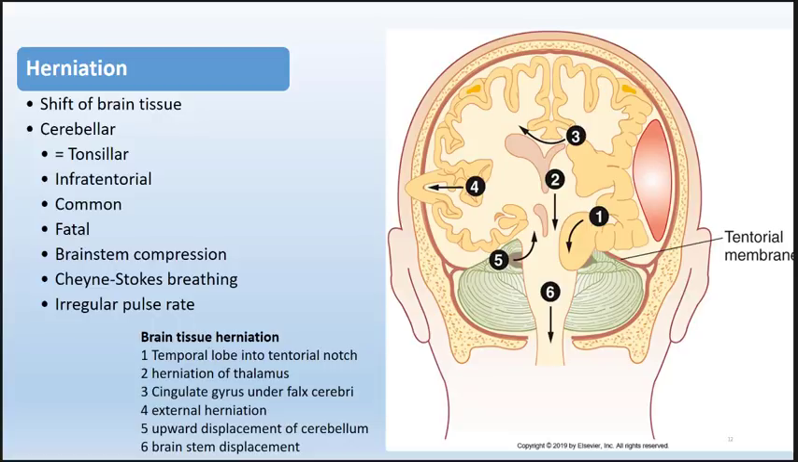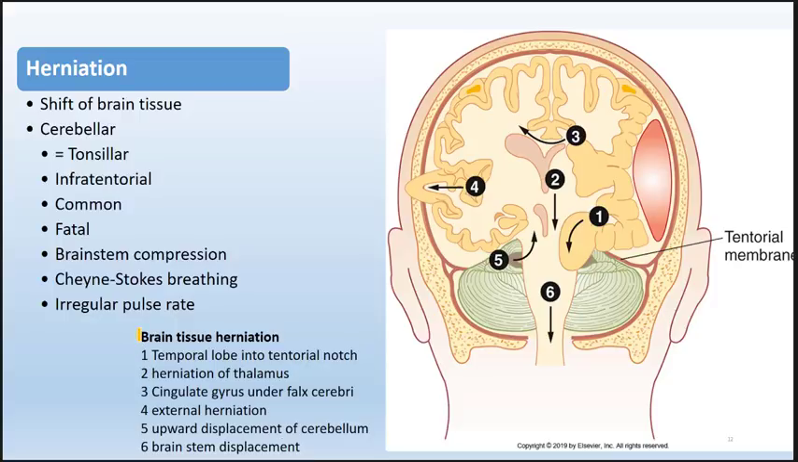This slide discusses brain herniation, which we know occurs during stage 4 of increased intracranial pressure, or of intracranial hypertension. And a herniation is defined as a shift in brain tissue. So it's moving from an area of higher pressure to an area of lower pressure.